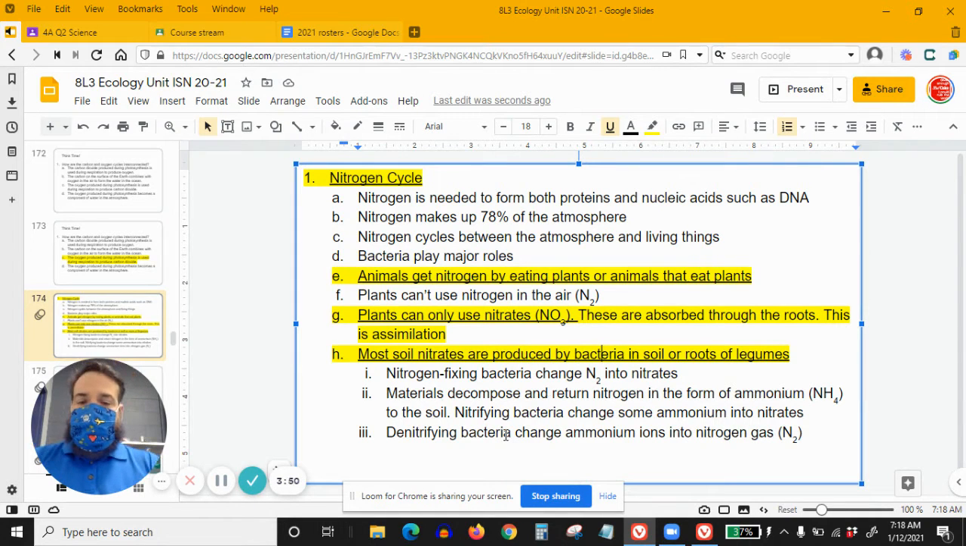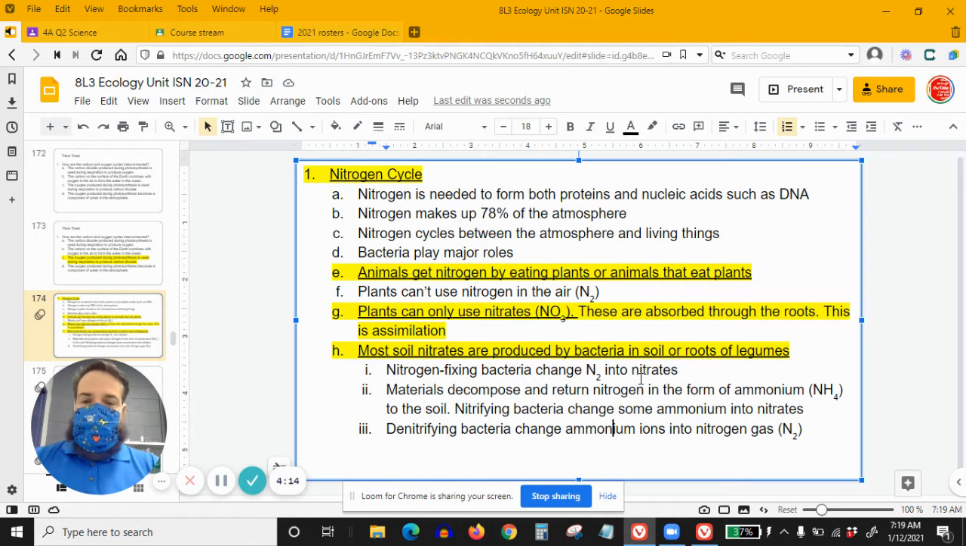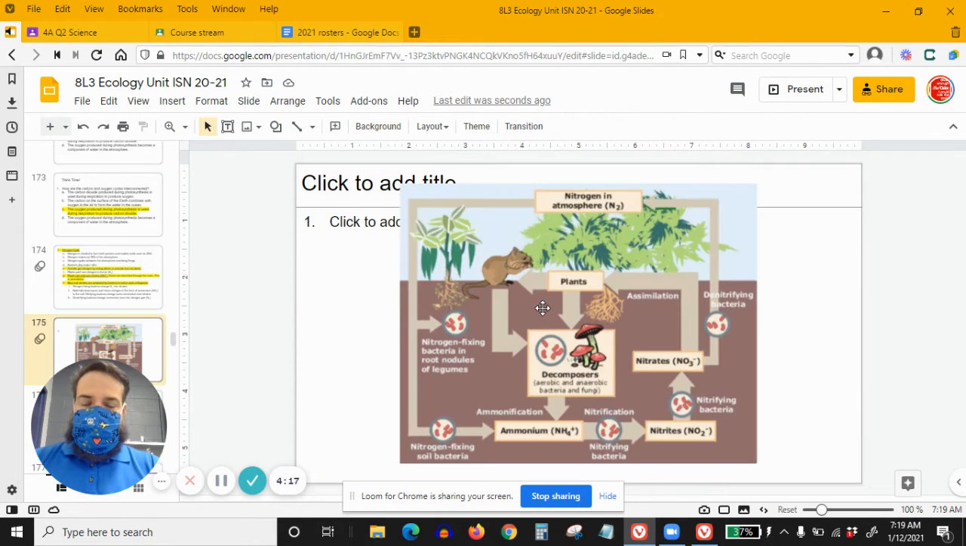All right. So there are nitrogen fixing bacteria, and then denitrifying bacteria change ammonia ions into a nitrogen gas. Okay, so they help change ammonia or nitrogen compounds back into atmospheric nitrogen. All right, so here's a quick sample or example.